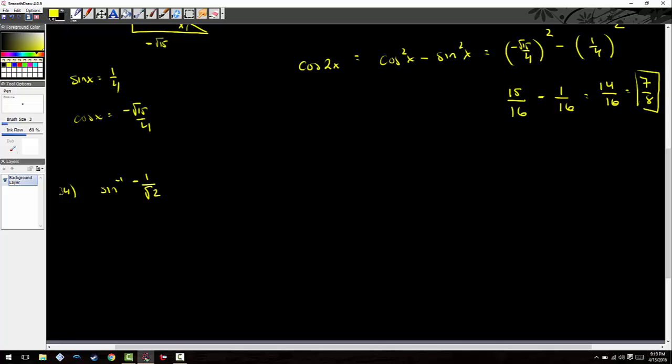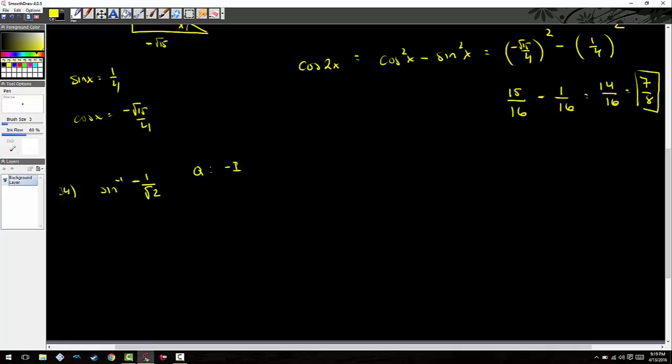So remember, sine inverse can only pull values from the first quadrant and the fourth quadrant, or quadrant negative 1, right? That's what we call it, because the range of sine inverse is from negative pi over 2 to pi over 2. This value here is negative, which means I am pulling my answer, my angle, from quadrant negative 1.